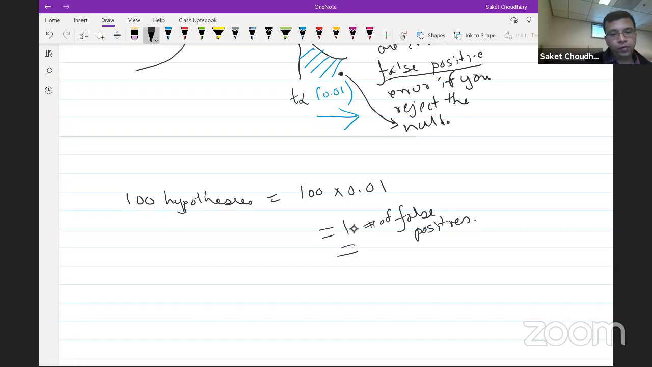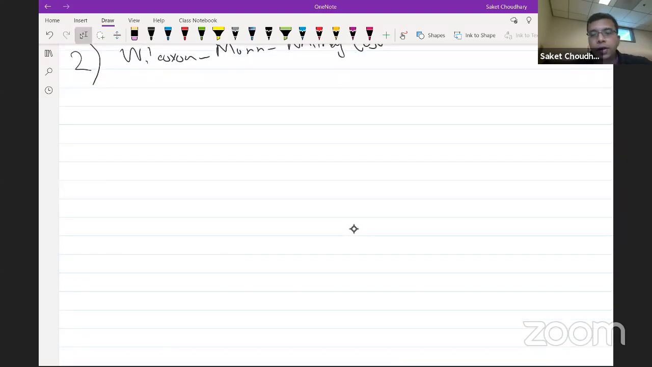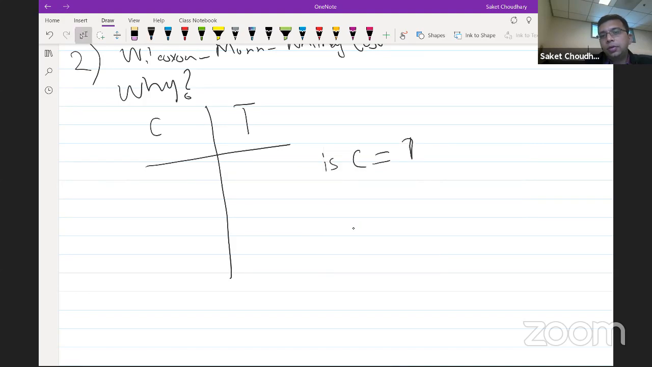Okay. All right. So we'll move to problem 2. And problem 2 is an example of what we are doing essentially in the class, as it's a very simple problem about doing a Wilcoxon Mann-Whitney test. Okay, but before we go there, I'll again reiterate why we are doing all this, right? So you're given two groups. You're given group 1, this is control, you're given group 2, the treatment. The reason you're doing this is because you're asked, is C equal to T?